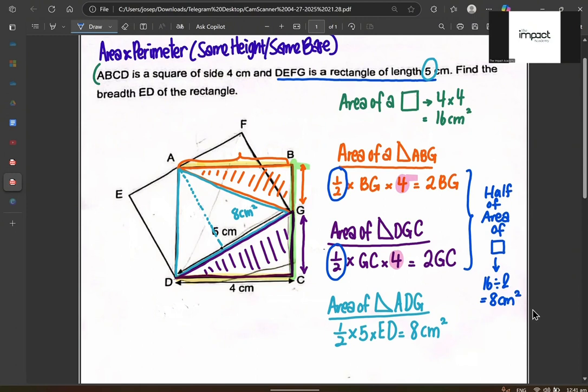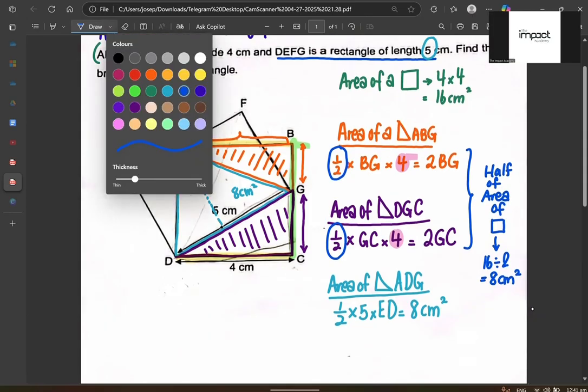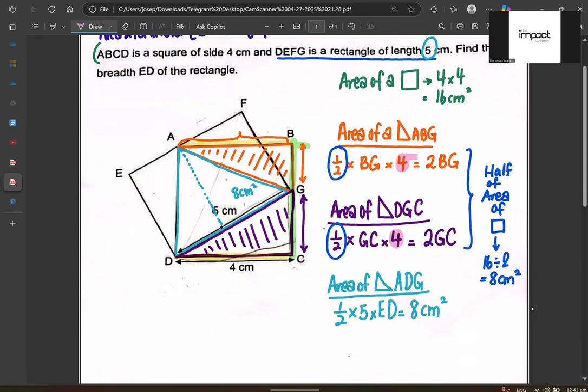Now, from here itself, you realize that from the very beginning, we have already been tasked to find out what is ED. Right? And coincidentally, not coincidentally, of course, right? But in this question, ADG's height, which is over here, is parallel to ED. And if it's parallel to ED, that means to say the height is ED, right?